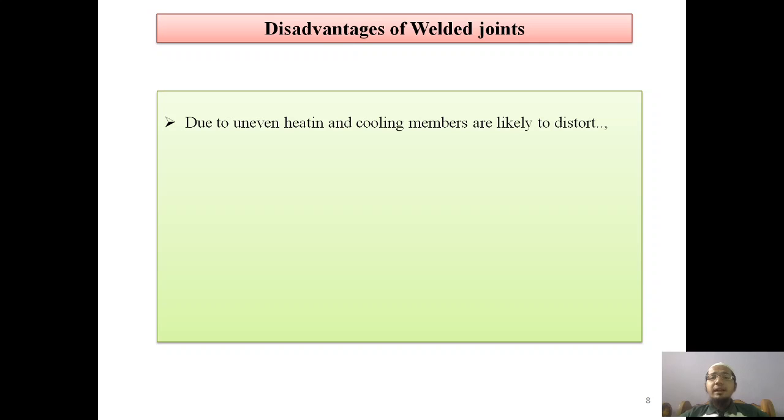Now, due to uneven heating and cooling, members are likely to distort. As we discussed in bolting and riveting, in bolting we do not require heating and cooling processes; as soon as we do the bolting, we can use the member. As we have just made the bolted joint, we can use it to get loading on it. But in case of these welded joints, we provide heating and then cooling process, or it may cause distortion of the joint.